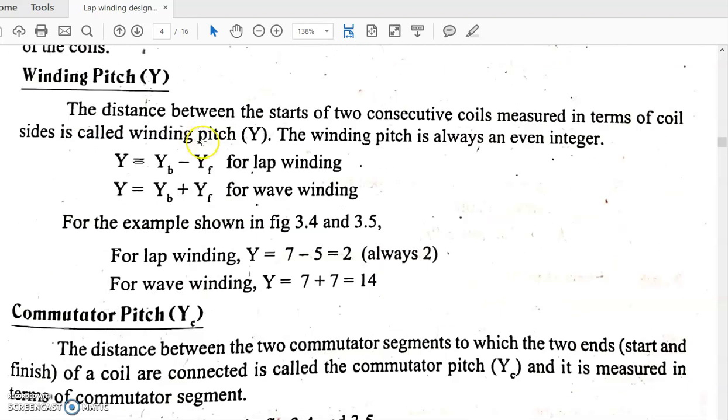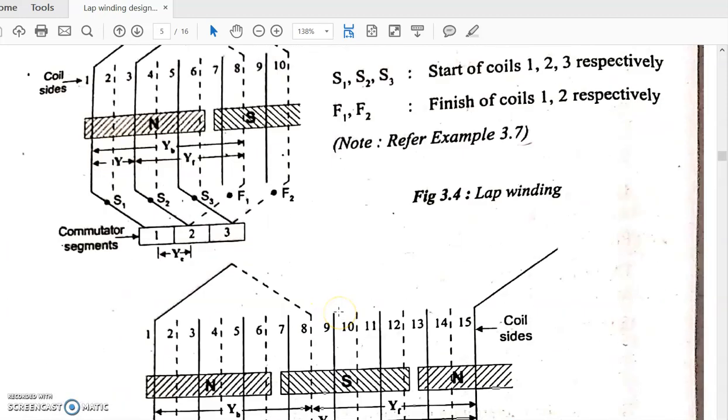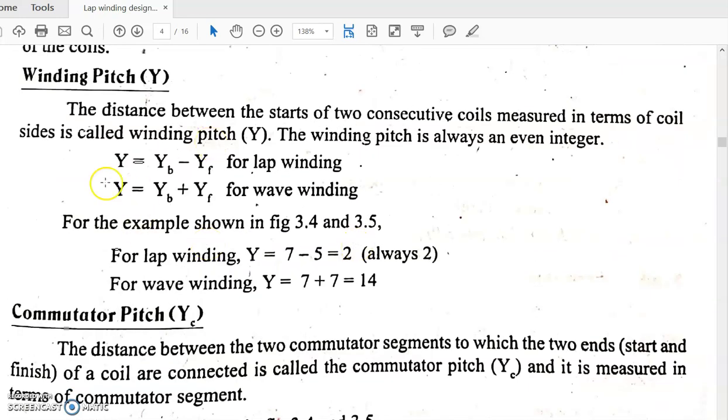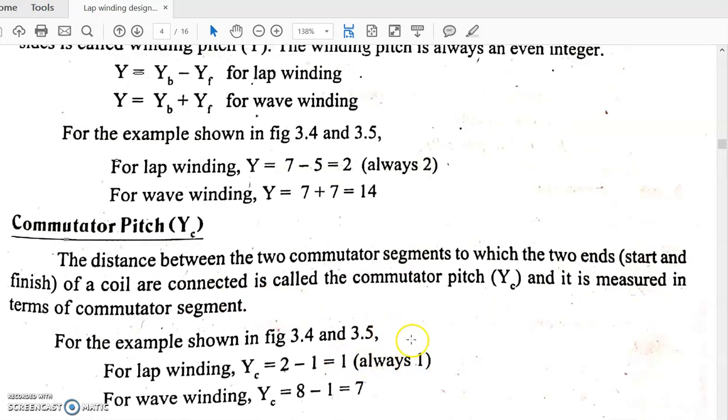Winding pitch is the difference between back pitch and front pitch for lap winding, and the addition of back pitch and front pitch for wave winding. We have already calculated back pitch and front pitch. So it is 7 minus 5 for lap winding and 7 plus 7 for wave winding, so it is 2 and 14. Winding pitch is always 2 for lap winding, and commutator pitch is always 1 for lap winding. The other things you have to calculate.